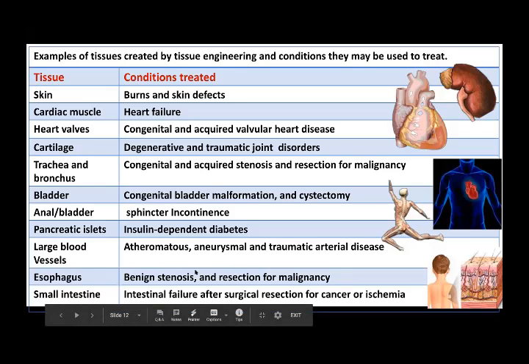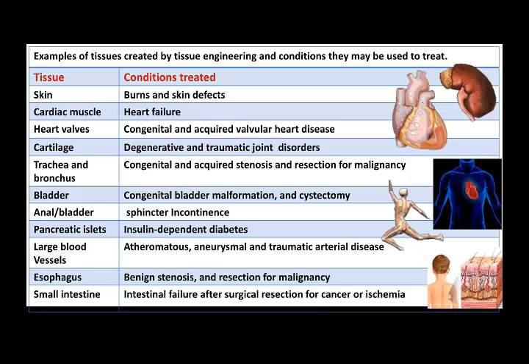Esophagus, just a benign stenosis and resection for malignancy again. Yes, there are congenital ones too, benign stenosis, congenital atresia and all. This may be where esophagus tissues that are tissue engineered could be helpful. Yes, small intestinal failure, or surgical resection for cancer, or ischemia. See, these are the different tissues, examples of tissues that are being created by tissue engineering, and they're benefiting certain conditions. Okay, moving on.